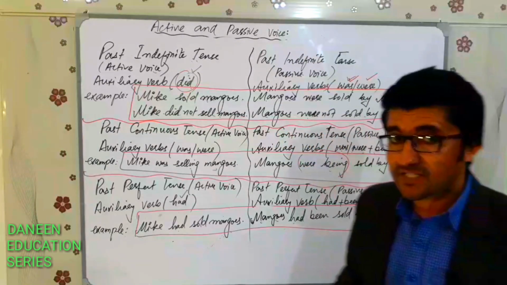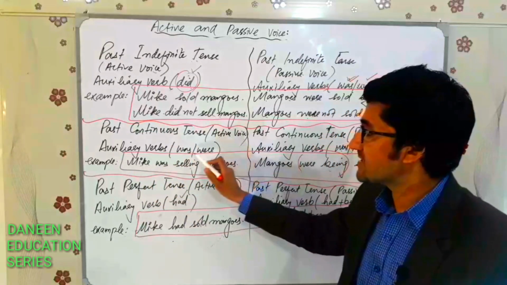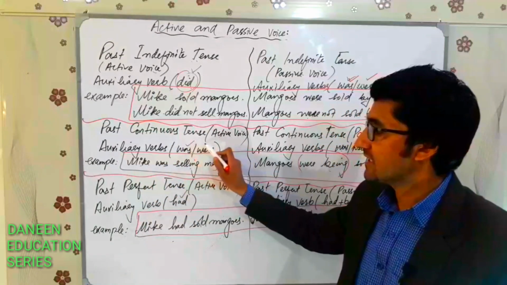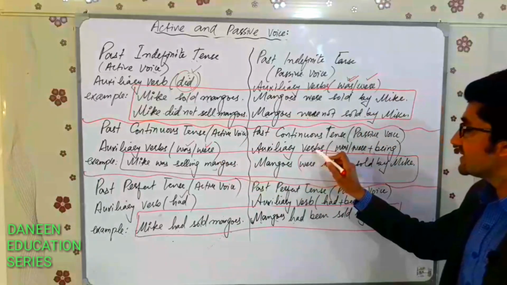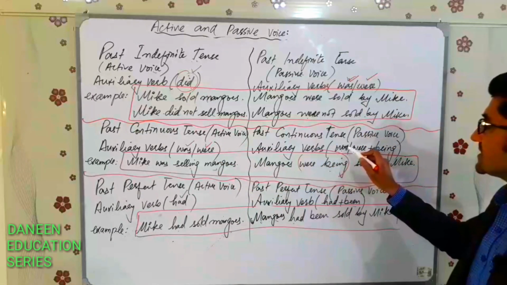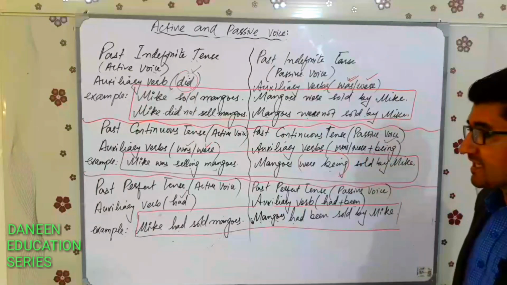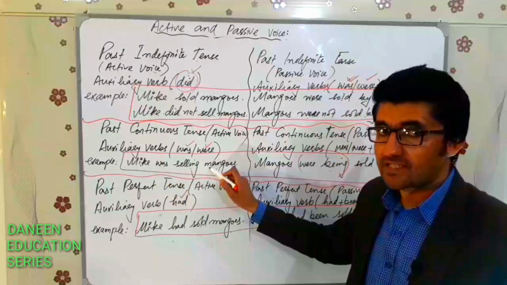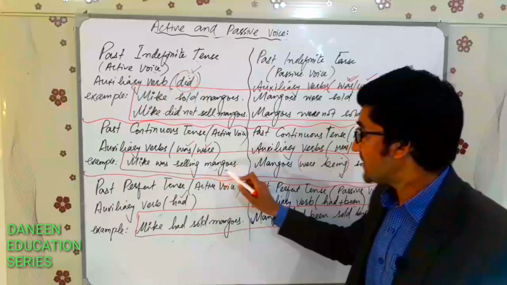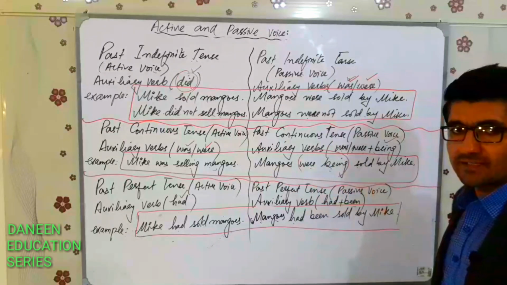Let's talk about past continuous tense. In past continuous tense, in its active voice, the auxiliary verbs was and were are used, while in its passive voice, the auxiliary verbs was, were plus being are used. Let's talk about its example. Mike was selling mangoes. This is in its active voice. So its passive voice is mangoes were being sold by Mike.